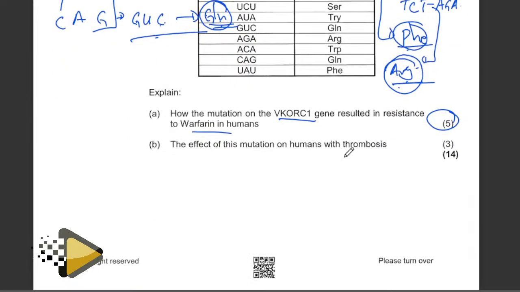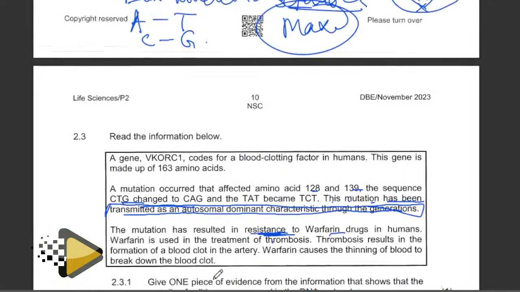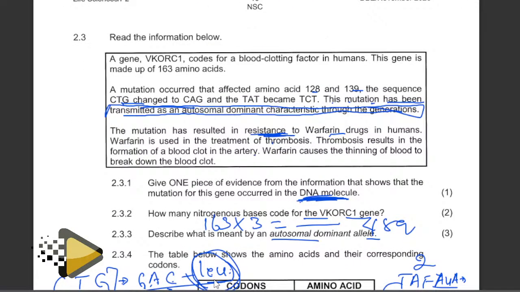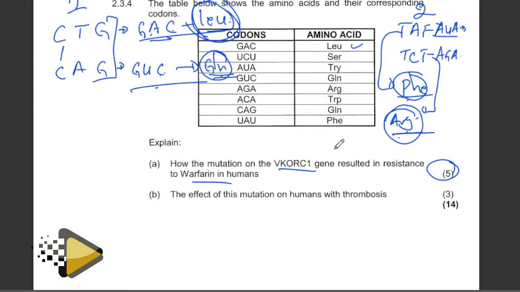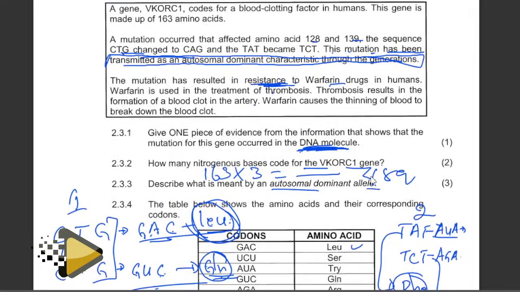Let's go to the next question. They're saying that the effect of this mutation has to do with the prothrombic. This one you just come back to the extract and then you read here. The mutation has resulted in resistance, you see? And in the treatment used to treat this, the thrombosis results in the formation of blood clot in artery. So the effect of this mutation on humans, meaning that it will result in resistance.